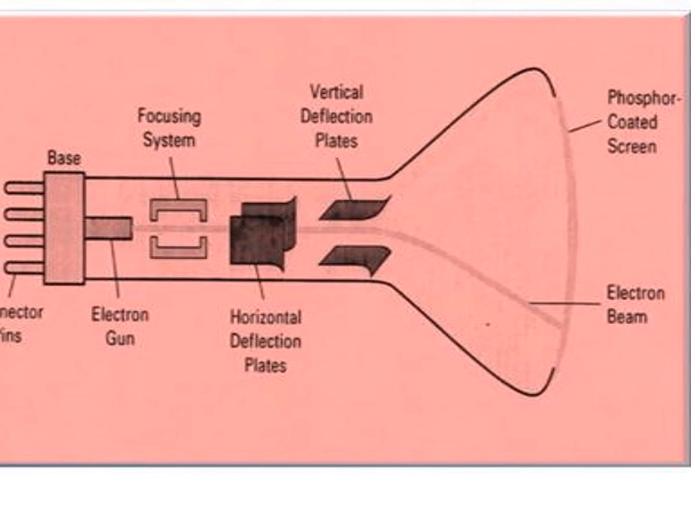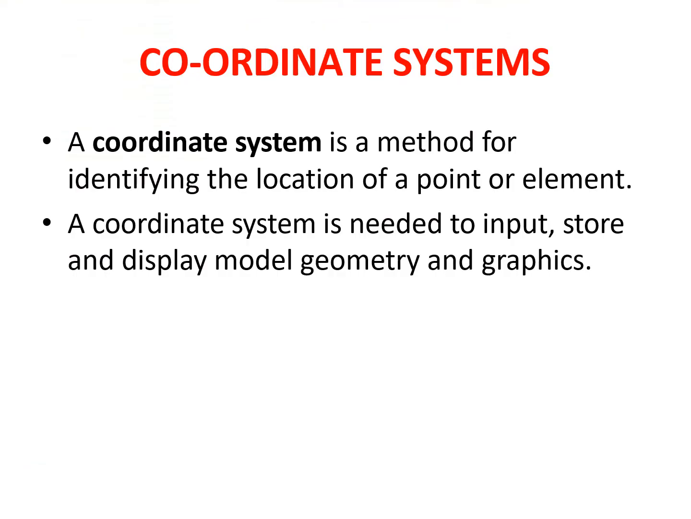This is the overall view of the cathode ray tube. After that, we will see coordinate systems.